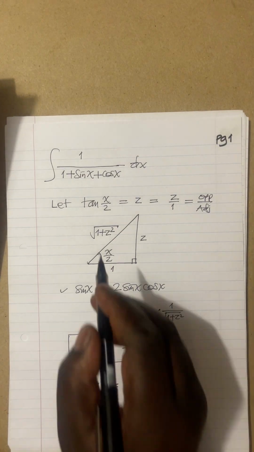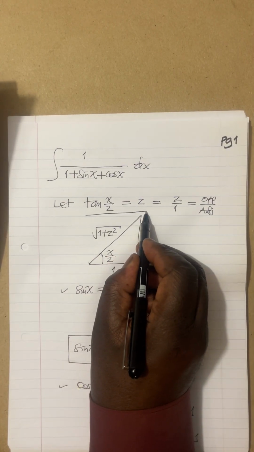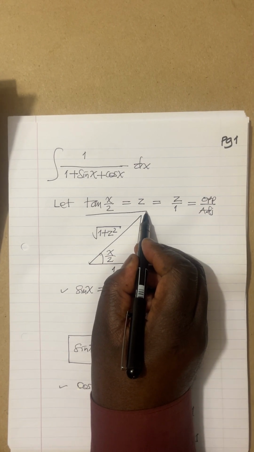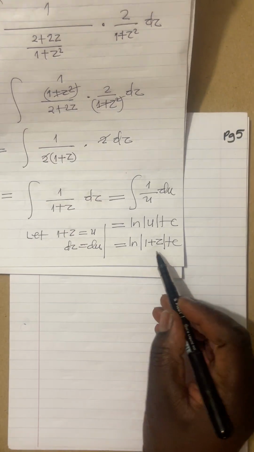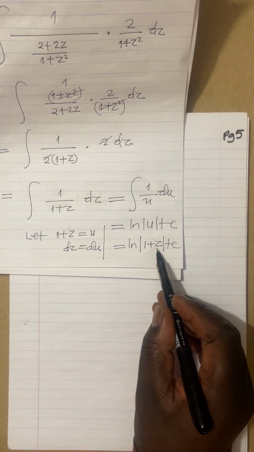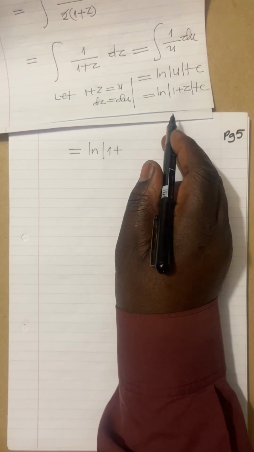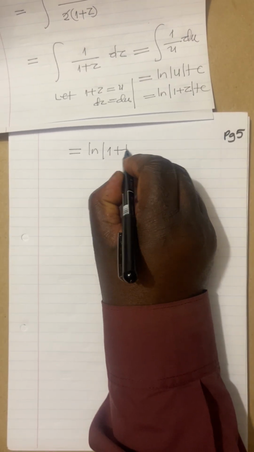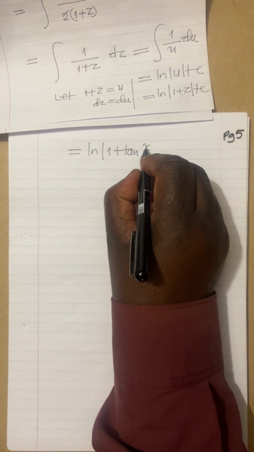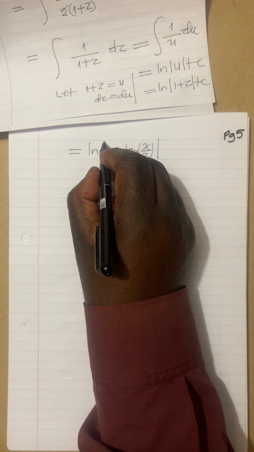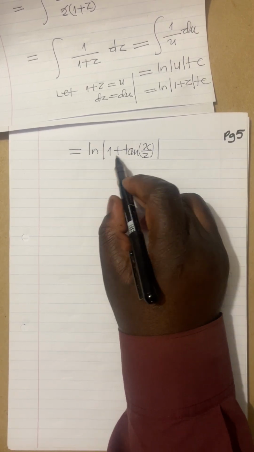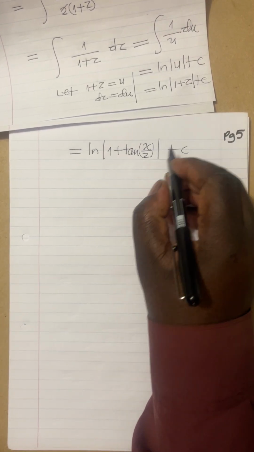What does it say? The relationship between z and x is that z equals tan of x over 2. So now it means that this final result here will be natural log of 1 plus tan x over 2 and then plus c. All that in absolute value. Obviously 1 plus z has to be in absolute value. So in brackets, the natural log of the absolute value of this, plus our constant c.